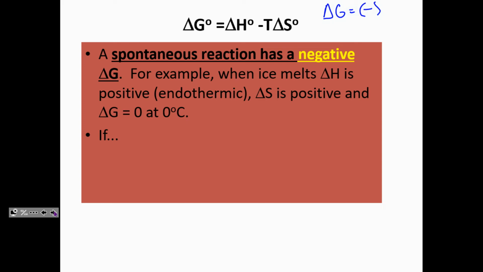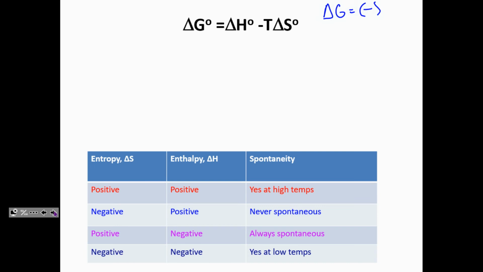So for example, when ice melts, delta H gives us a positive value, which is endothermic, and the entropy is a positive value, and delta G is 0 at 0 degrees Celsius. We have some situations where entropy and enthalpy can be either positive or negative, and what we want you to understand is if that is going to result in a spontaneous reaction or a non-spontaneous reaction. So if delta S is positive and delta H is positive, we will have a spontaneous reaction only at high temperatures. If delta S is negative and delta H is positive, it will never be spontaneous.